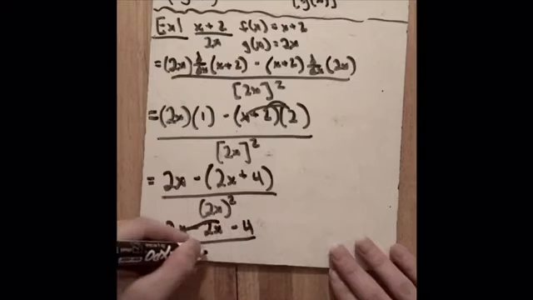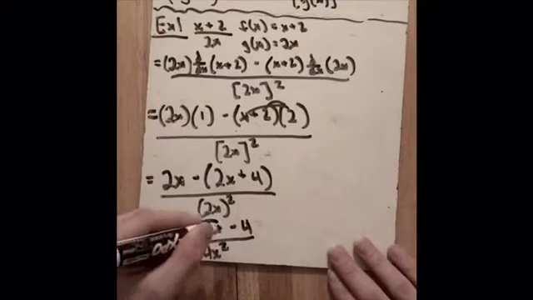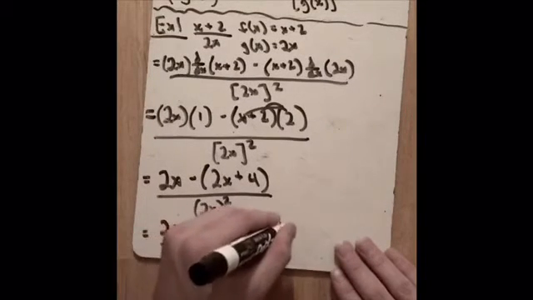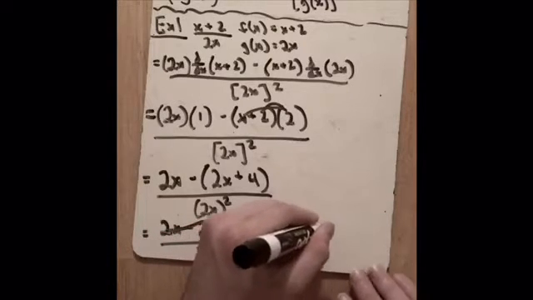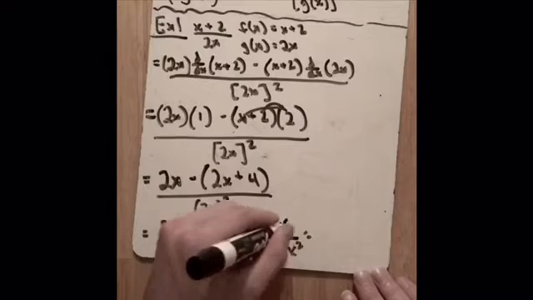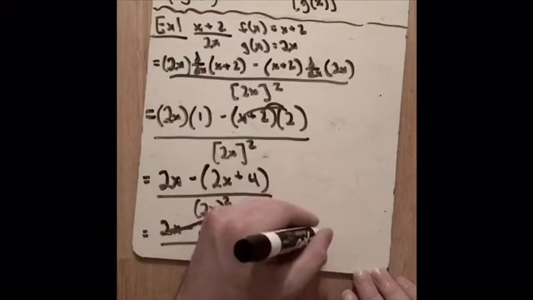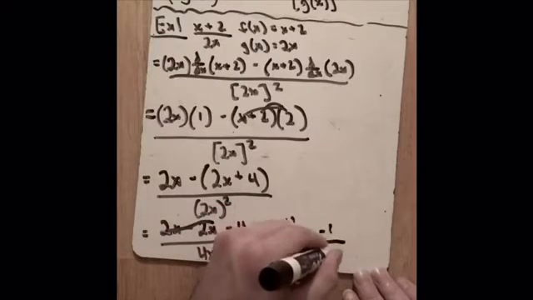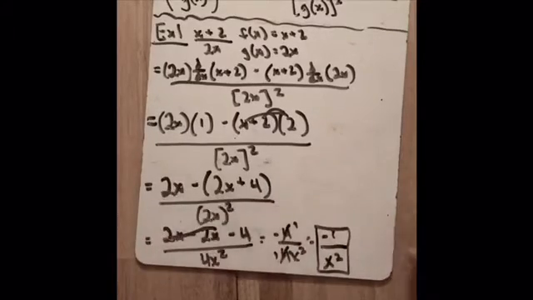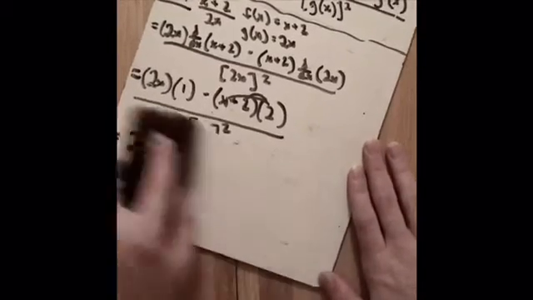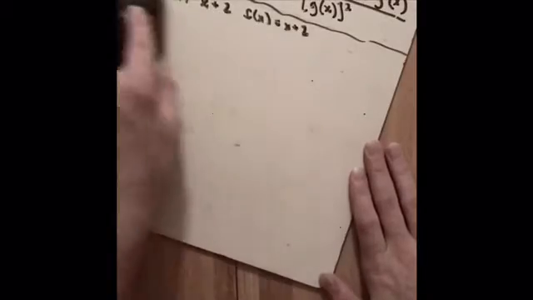The 2x's cancel out. We're left with a negative 4 over 4x squared, and the 4s cancel out to be 1s. So it's just negative 1 over x squared. That is your final answer for example number 1. Moving on to example number 2.